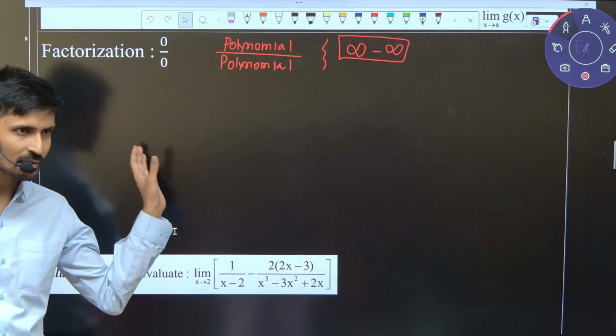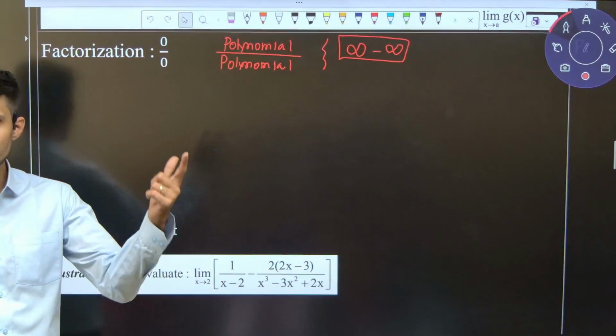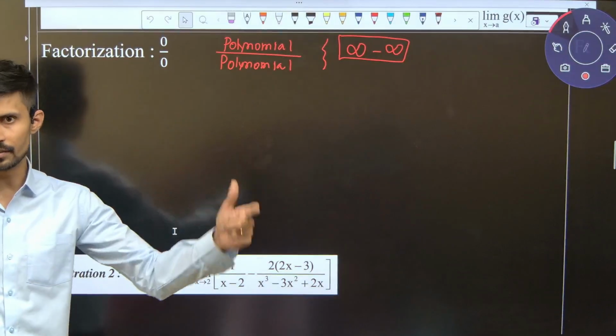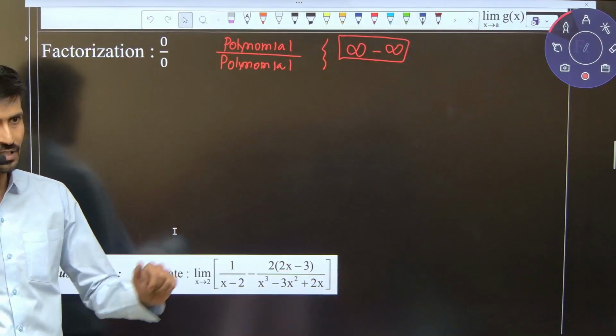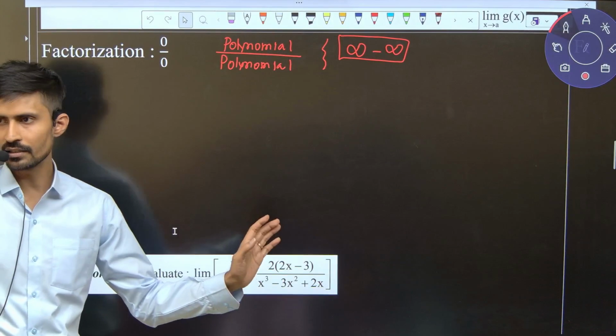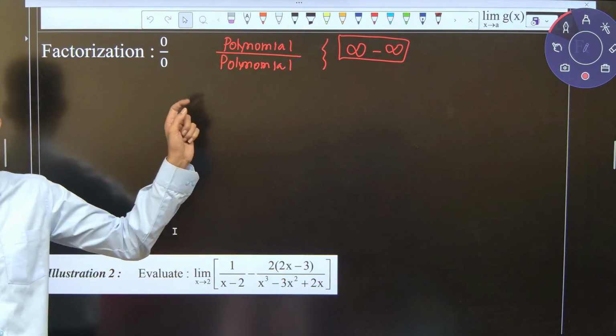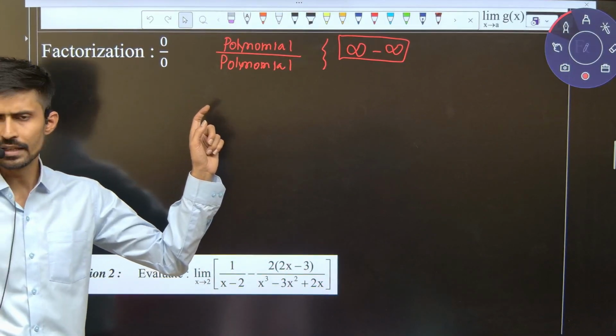I will tell you something here, and I will tell you some magic is there; here something else will happen. That will not come. It means if you understand all the things here, then you can handle 0 by 0 polynomial upon polynomial very easily from this theory.